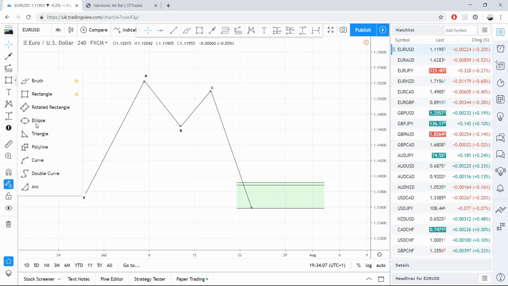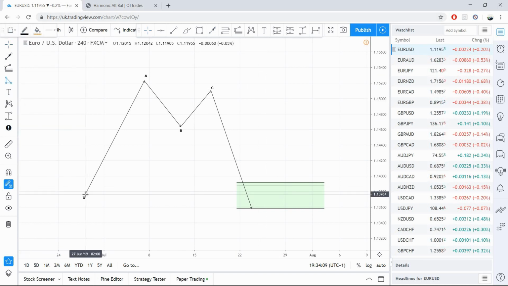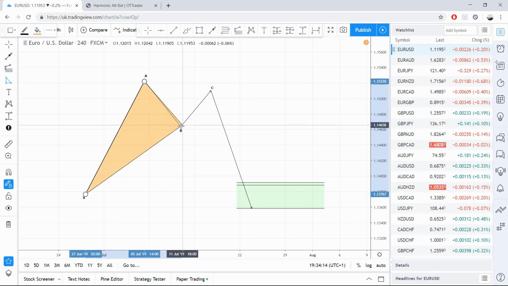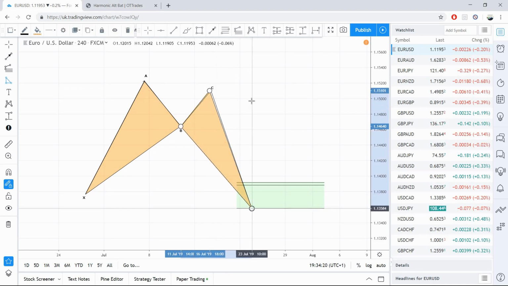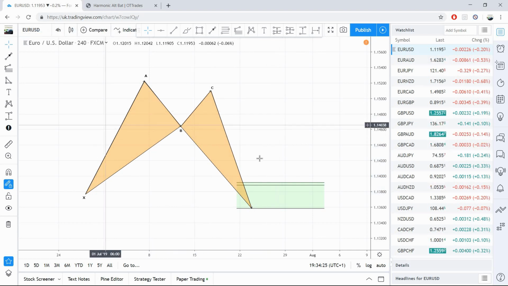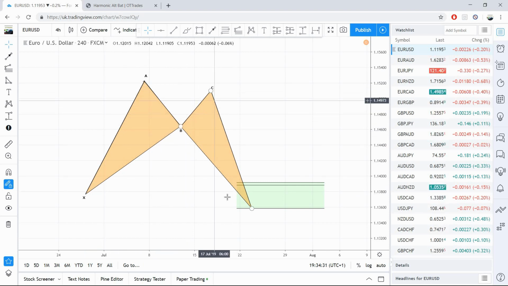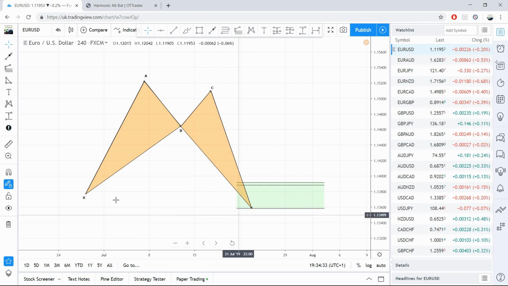So if I just draw this on neatly here quickly. So this is our alternative back pattern. That's what our alternative back pattern is going to look like. Similar XA, A to B, B to C ratios as the normal back pattern, except the D point is now extended beyond X. And this is our potential reversal zone.